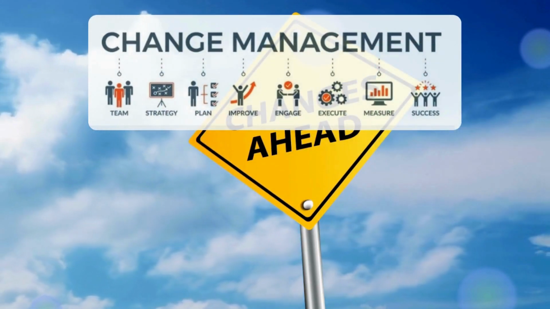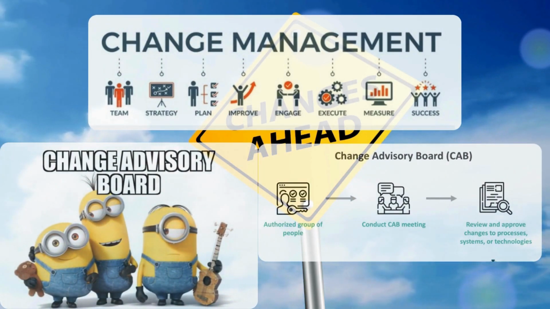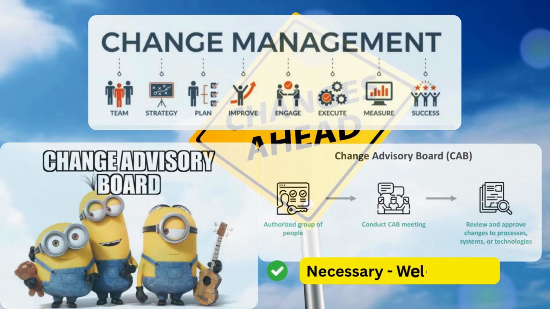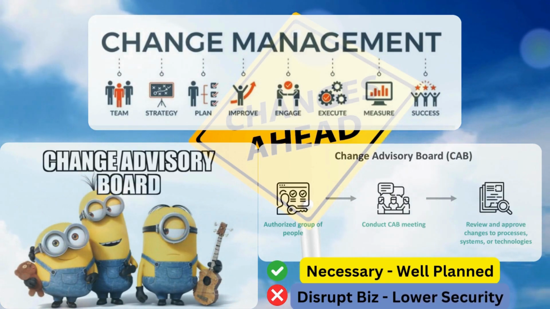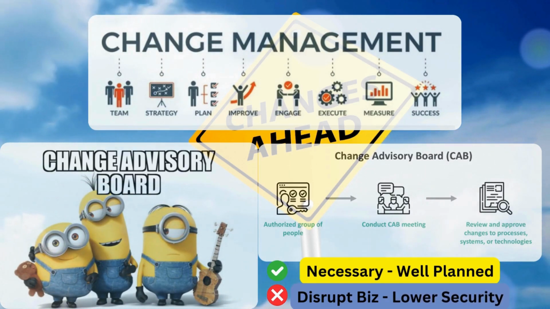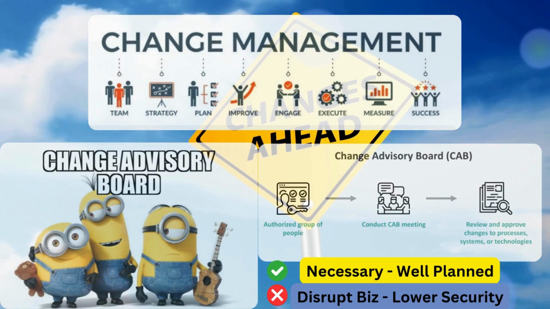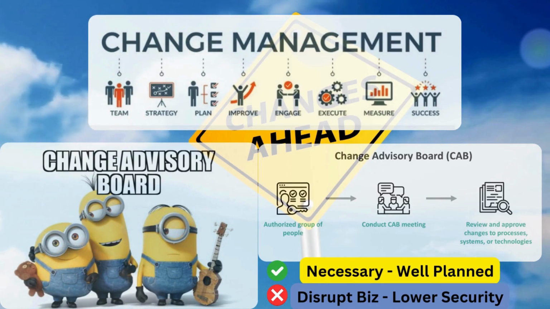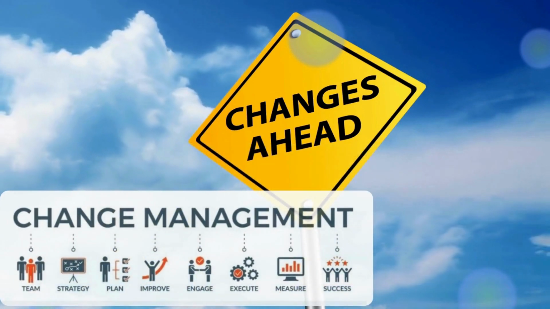A change advisory board is a group of people who oversee and approve these changes. They make sure that the changes are necessary, well-planned, and won't disrupt the business or compromise security. By following a structured change management process, these businesses can then reduce the risk, maintain the security, and improve overall efficiency. So let's break down these processes one by one.